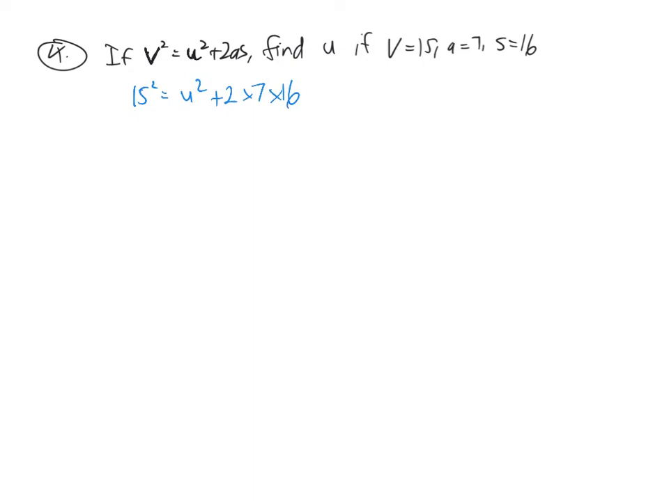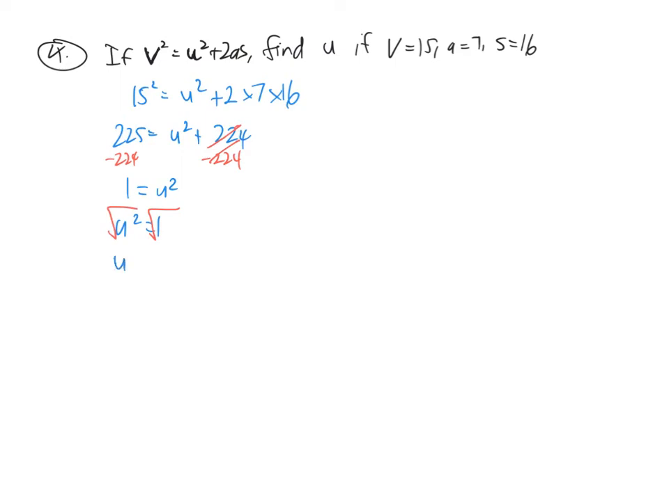Okay, so we go from that. 15 squared is 225. So 225 equals u squared plus 2 times 7 times 16, which is 224. Now take away 224 from both sides. That's going to just be 1. 1 equals u squared, so which means u squared equals 1. Square root both sides.